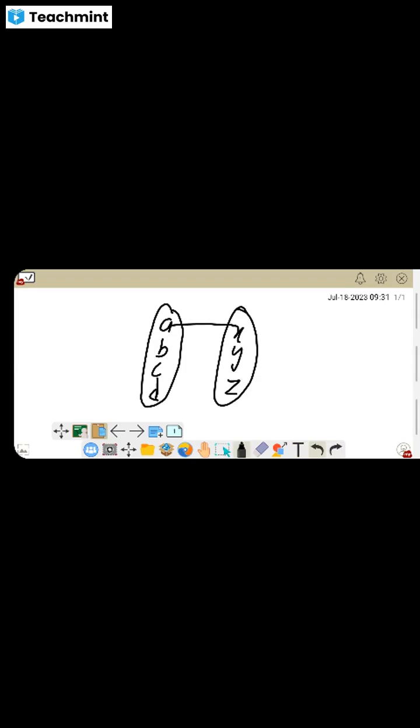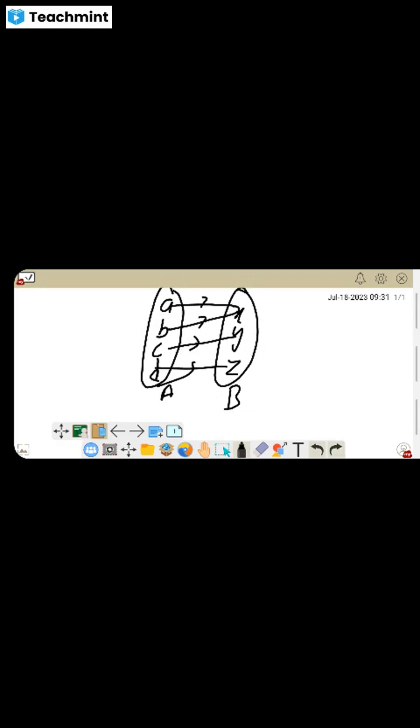In which condition is this onto? Like A, B, C, D, X. In this condition, this is onto because each element of set B has a pre-image in A, meaning each element of B is associated with elements of A. So we can say this is an onto function.